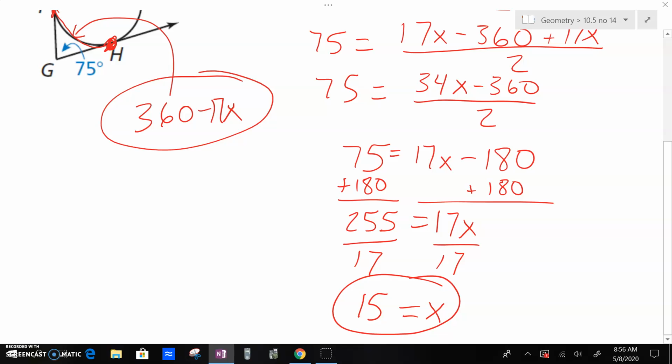If you needed to actually find the arc measure, you could take that 15 and plug it into the expressions, and you can figure out what those arc measures actually are. And that's it. That's working through this type of question.